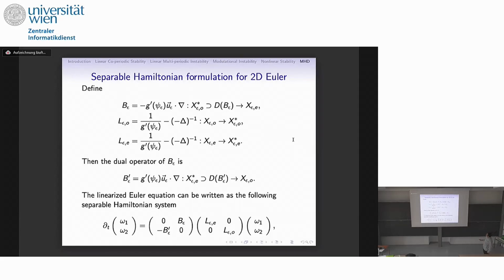Here we do an even-odd decomposition of our perturbation with respect to the x variable. The steady flow is symmetric about the middle axis x equal to pi, so we do a parity decomposition with respect to this symmetry axis x equal to pi. Then we have even and odd spaces, and we break our perturbation into even and odd parts.